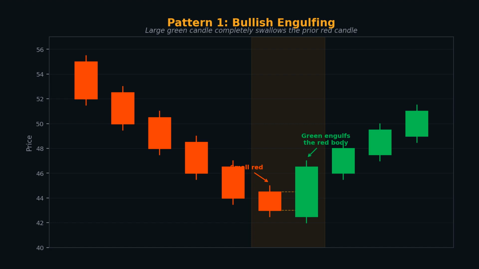That's the shift. The sellers had their turn, and then the buyers came in with something bigger and more powerful. It's a hostile takeover. The message is clear. Whatever selling pressure was there, buyers just overwhelmed it in a single session. The bigger the green candle relative to the red one, the stronger the signal. And like all reversal patterns, location matters. A bullish engulfing at the bottom of a sustained downtrend or at a known support level is far more meaningful than one floating in the middle of choppy action.